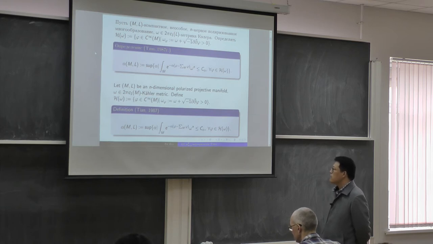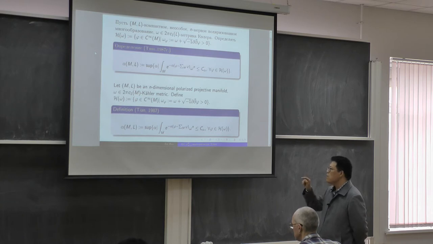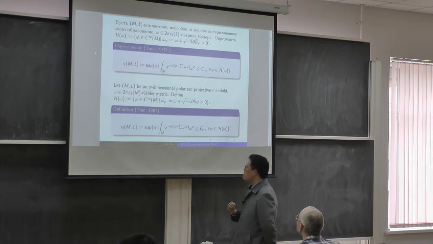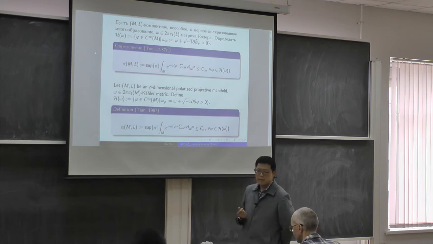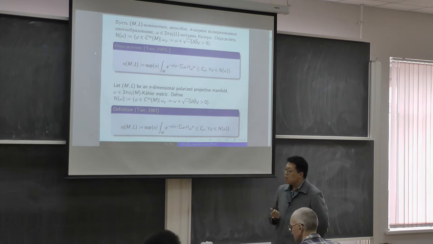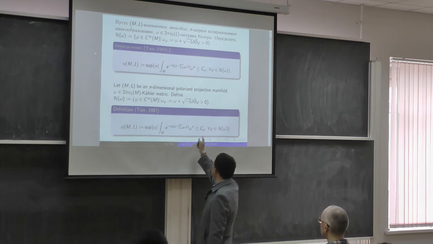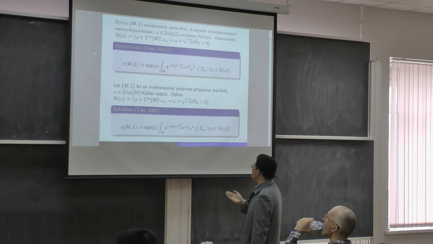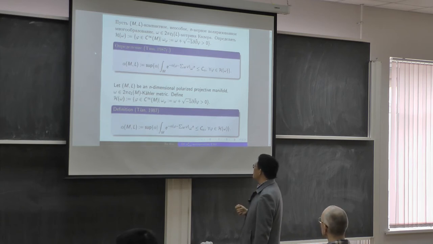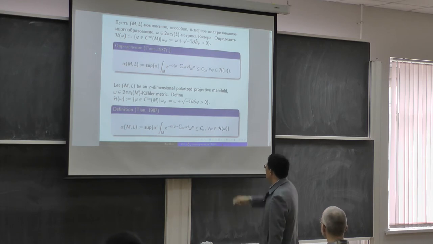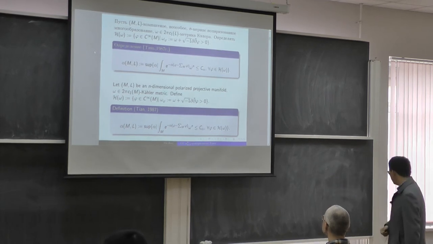In 1987, Tian defined the following original alpha invariant for an ample line bundle. That is the supremum of alpha such that the integral of e to the minus alpha phi is finite, over phi in H_omega.